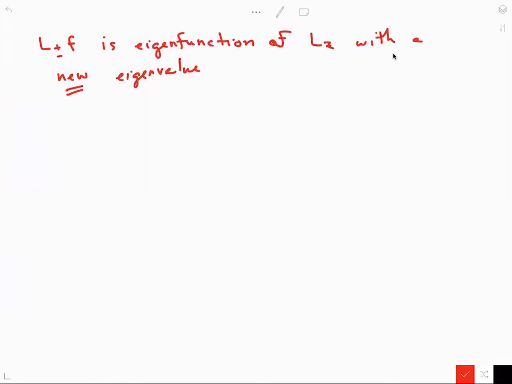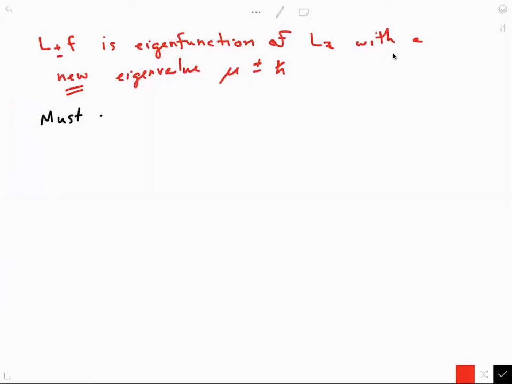And that new eigenvalue is going to be our old eigenvalue plus or minus h bar. So our raising operator raises the eigenvalue of this component by h bar, and our lowering operator lowers it by h bar. Now, there's a caveat right here, right?